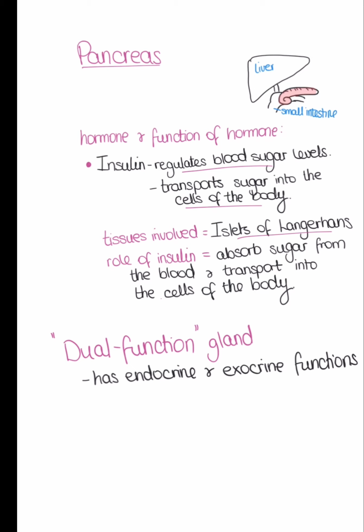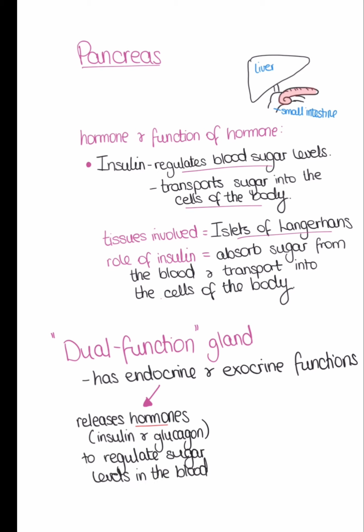So as I said before, the pancreas is an endocrine gland because it releases the hormones insulin and glucagon to regulate the blood sugar levels, and it is an exocrine gland because it helps in digestion with the release of enzymes.